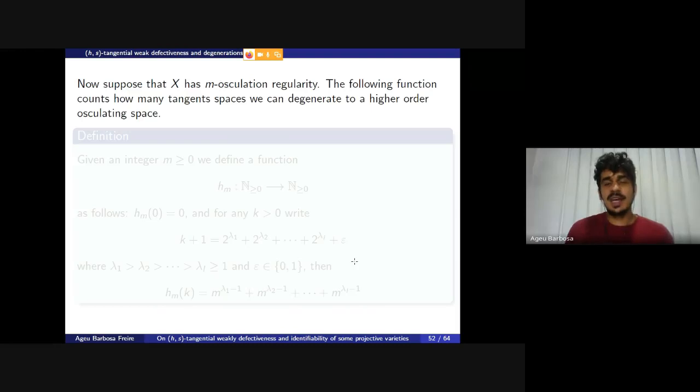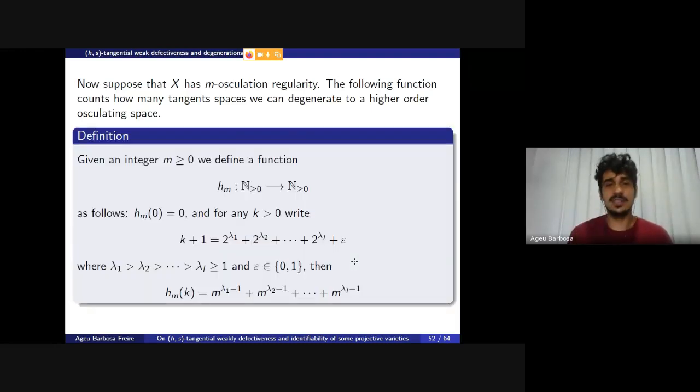Let me just observe that there exists a function that accounts for how many tangent spaces we can degenerate into a higher order osculating space. For this, we suppose that X has m oscillation regularity. This function has domain and image in the set of natural numbers and is defined as follows. H_m of 0 is defined to be 0, and when we take k greater than 0, we write k plus 1 in this form here, and we define H_m of k to be m up to lambda 1 minus 1 plus up to m up to lambda L minus 1.